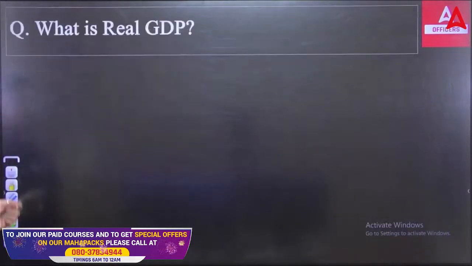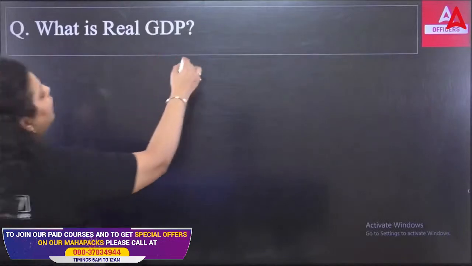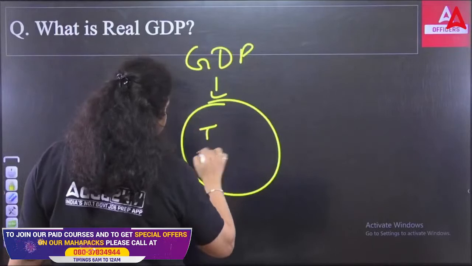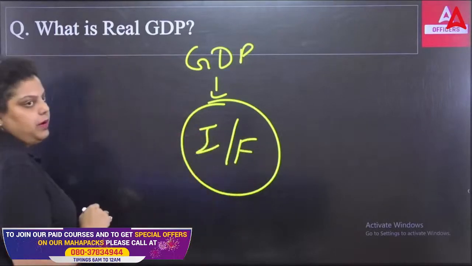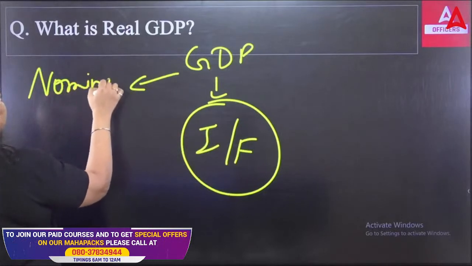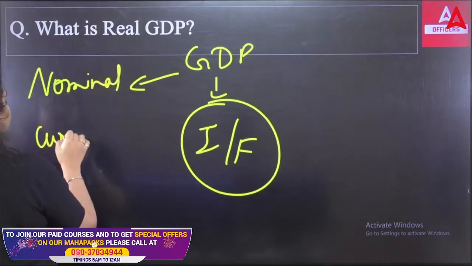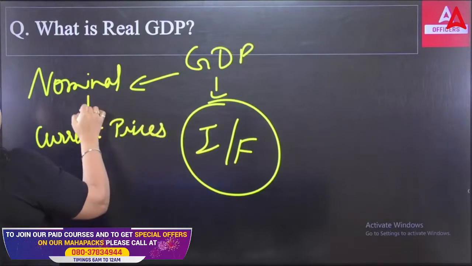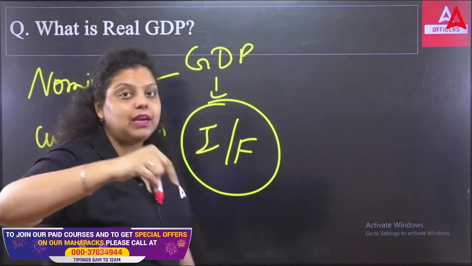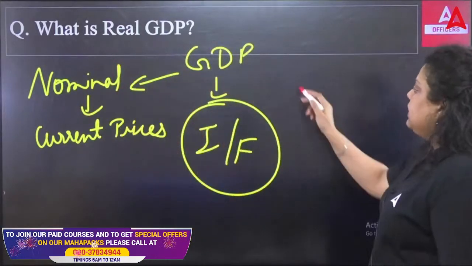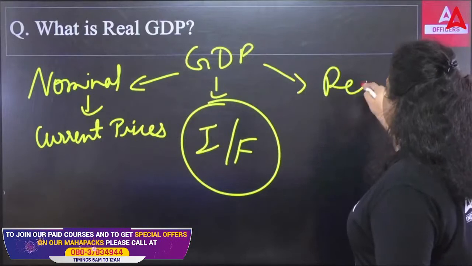Okay. Next, what is real GDP? GDP, you all know, means the money value of all final goods and services produced within the geographical boundary of a country. When you calculate nominal GDP, you have to calculate at the current prices. Current prices means whatever production happened within the country in this current financial year, that money value will be nominal GDP. Okay. Now, the real GDP will also be there.